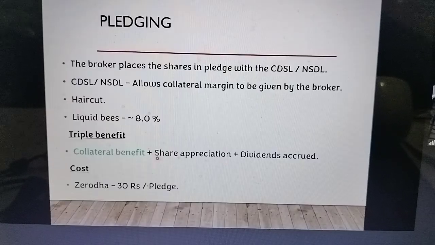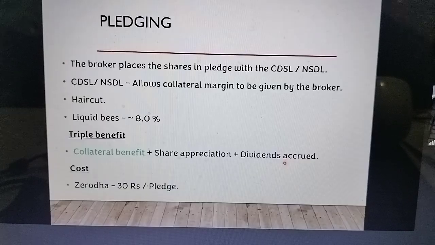You have pledged Reliance at 2,500 rupees per share today. You pledge it, tomorrow it goes to 3,000. That extra 500 is also yours. In addition, whatever dividends are received during the period that you have pledged, even those dividends are given to us. So our shares remain with us.